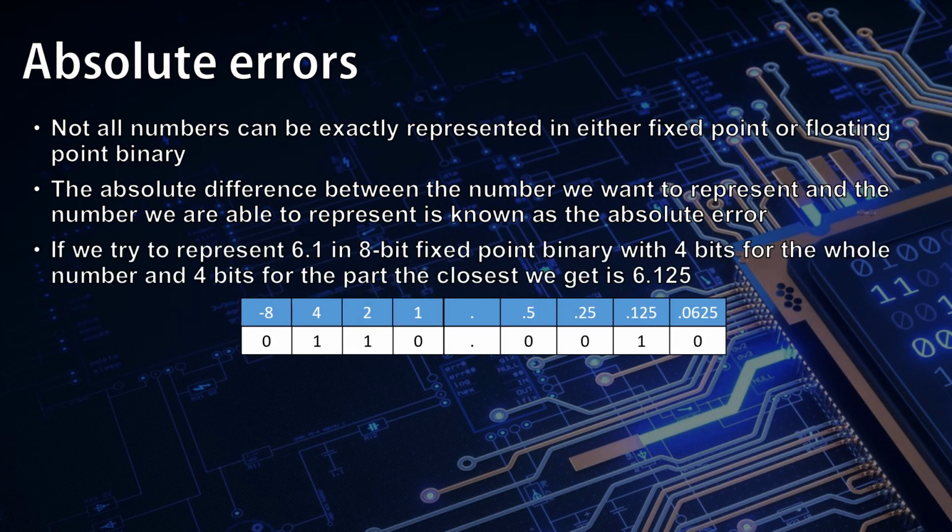If we try to represent the number 6.1 in 8-bit fixed point binary with 4 bits for the whole number and 4 bits for the fractional part, the closest we can get is 6.125. The absolute error, therefore, is 6.125 minus 6.1, which is 0.025. It's important to note that it's an absolute error, so even if we were slightly lower than it, the error would still be shown as a positive value.